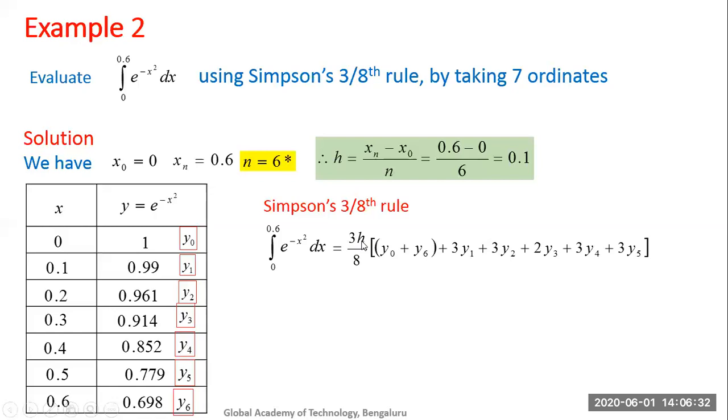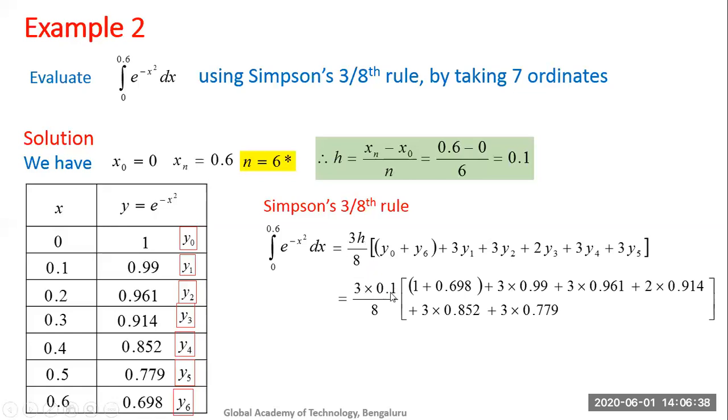Then substitute h equal to 0.1 and the various values of y. So h is 0.1, so 3 into 0.1 by 8. y0 is 1, y6 is 0.698. 3 into y1, 0.99. 3 into y2, 0.961. 2 into y3, that is 0.914. Then 3y4, 3 into y5. Now simplify this. So you get 0.5351. So 0.5351 is the value of the given integral using Simpson's 3/8 rule.